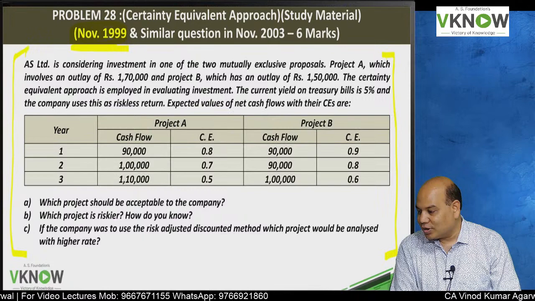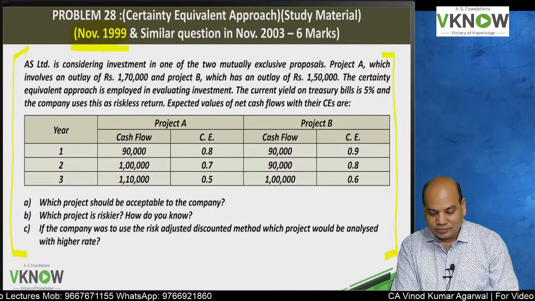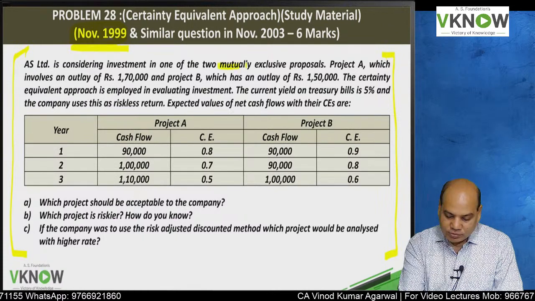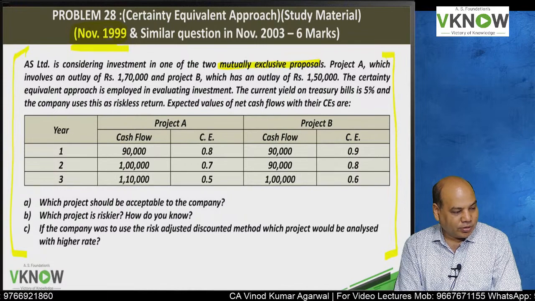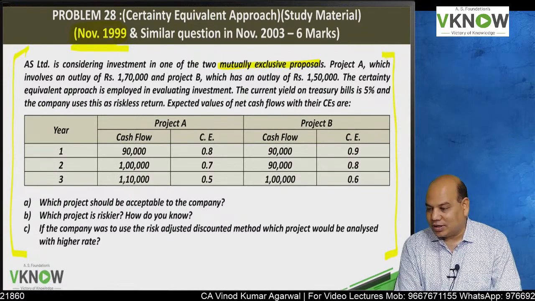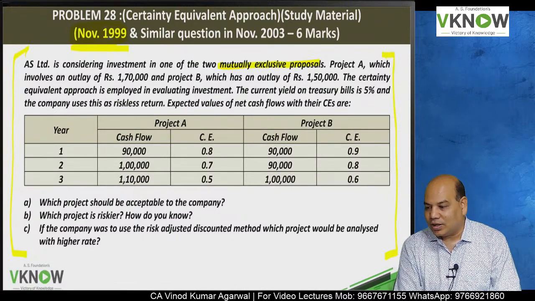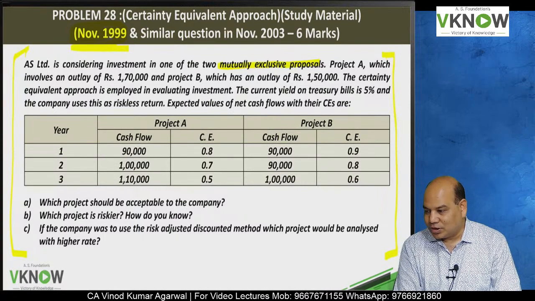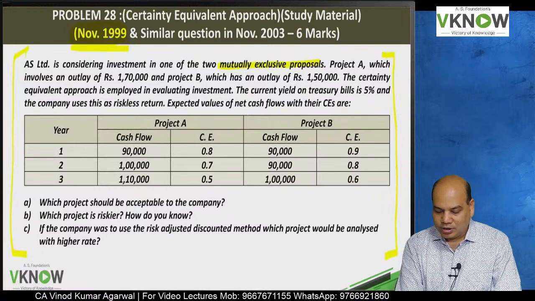Okay, so we'll come to question number 28. AS Limited is considering investment in one of the two mutually exclusive proposals. What is the meaning of mutually exclusive proposal? Only one of the two can be selected. Both cannot be selected. Project A, which involves an outlay of rupees 1,70,000, and Project B, which has an outlay of 1,50,000. The certainty equivalent approach is employed in evaluating the investment.